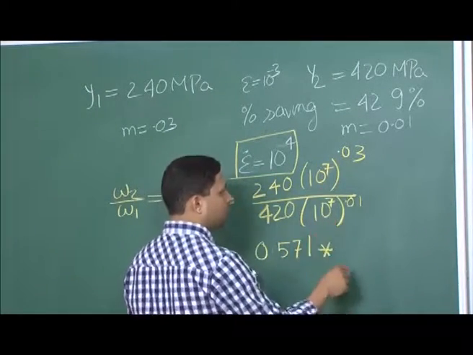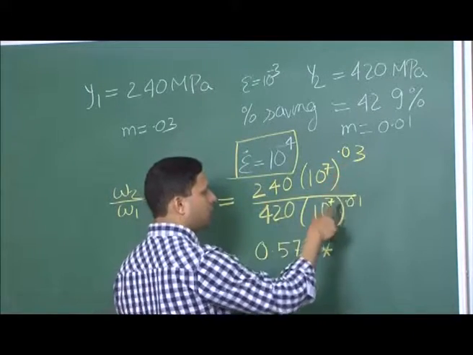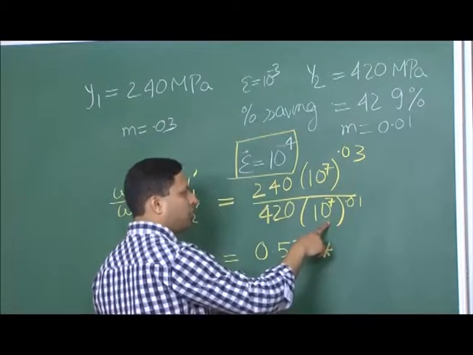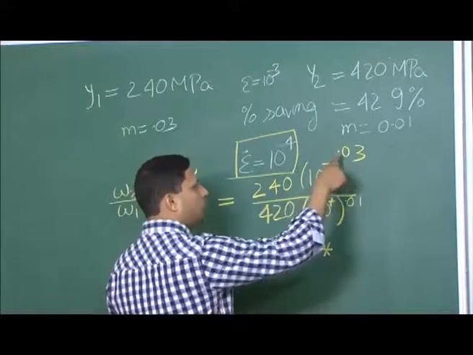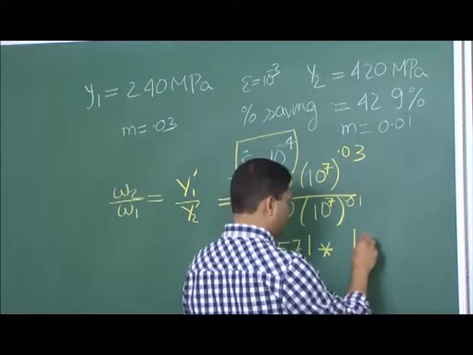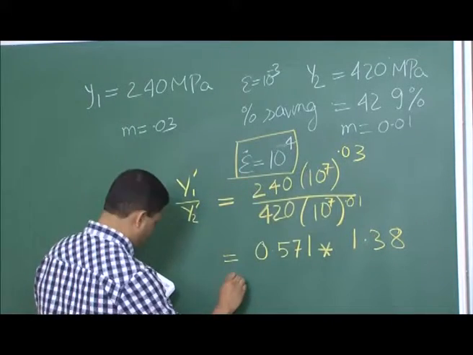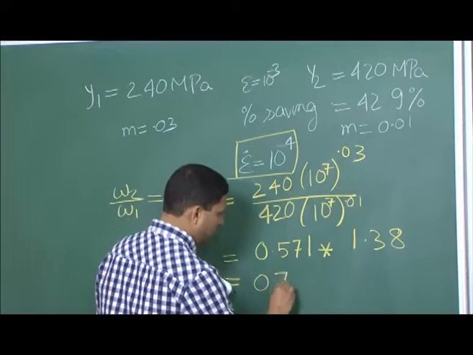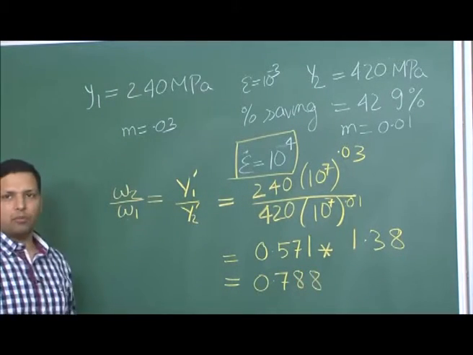So, this is 10 to the power 7 to the power 0.03 divided by 10 to the power 7 to the power 0.01. So, it will be 10 to the power 7 to the power 0.03 minus 0.01, and if you calculate, you would see that it comes out to 1.38. Now, if you put this in, this is 0.788. So, now the weight ratio has come closer to 1.